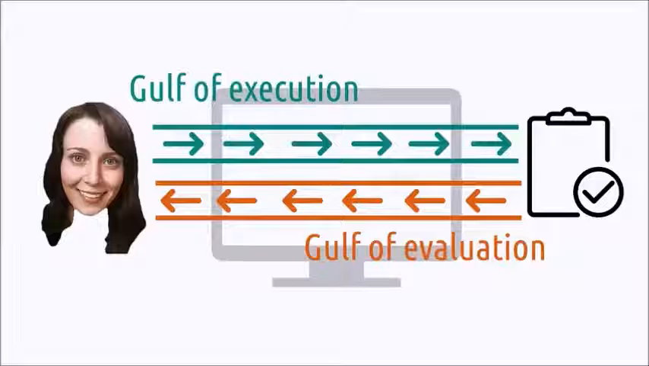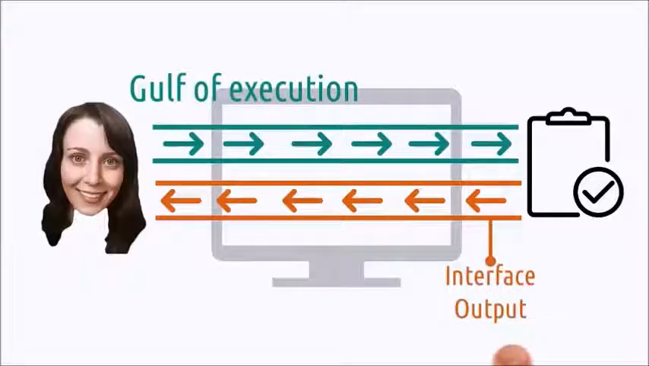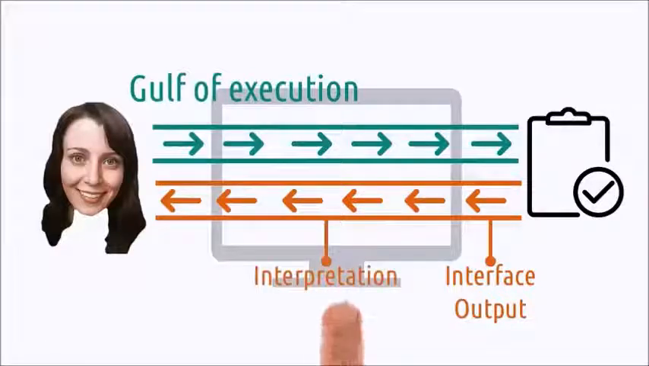Like the gulf of execution, we can think of this in terms of 3 parts. There's the actual physical form of the output from the interface. What did it actually do in response? There might be something visual, there might be a sound, a vibration, some kind of output. The second is interpretation. Can the user interpret the real meaning of that output?